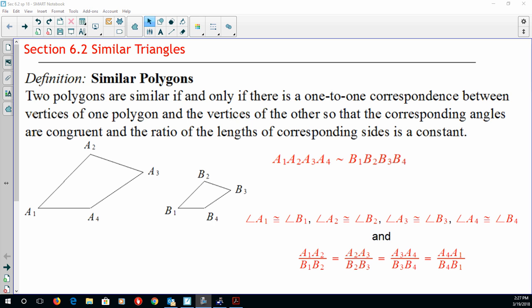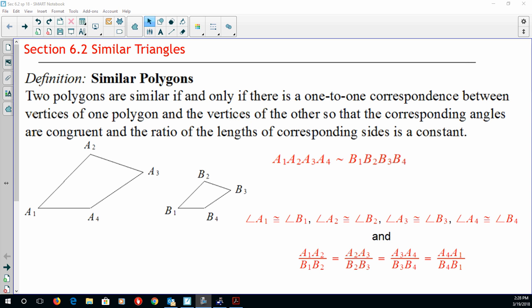In section 6.2, we're going to put the algebra we learned in 6.1 to use. The section is on similar triangles, but I've started out with a little bit broader definition than the book has. I started out with the definition of similar polygons. Now this is given way over on page 500 and something. But this is what we need to keep in mind, that the notion of similarity doesn't just apply to triangles.